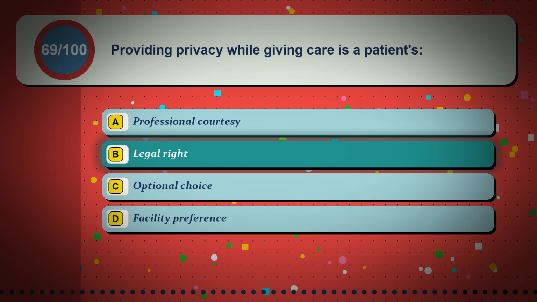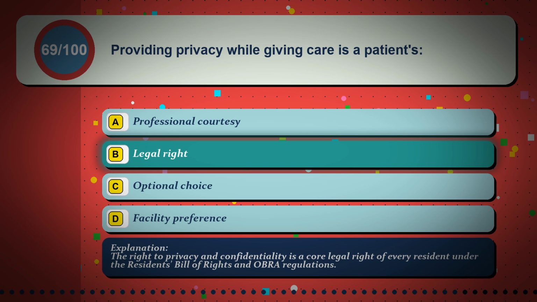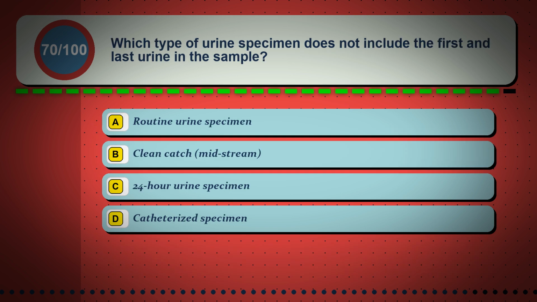The correct answer is option B, legal right. The right to privacy and confidentiality is a core legal right of every resident under the Residents' Bill of Rights and OBRA regulations. Question 70. Which type of urine specimen does not include the first and last urine in the sample?